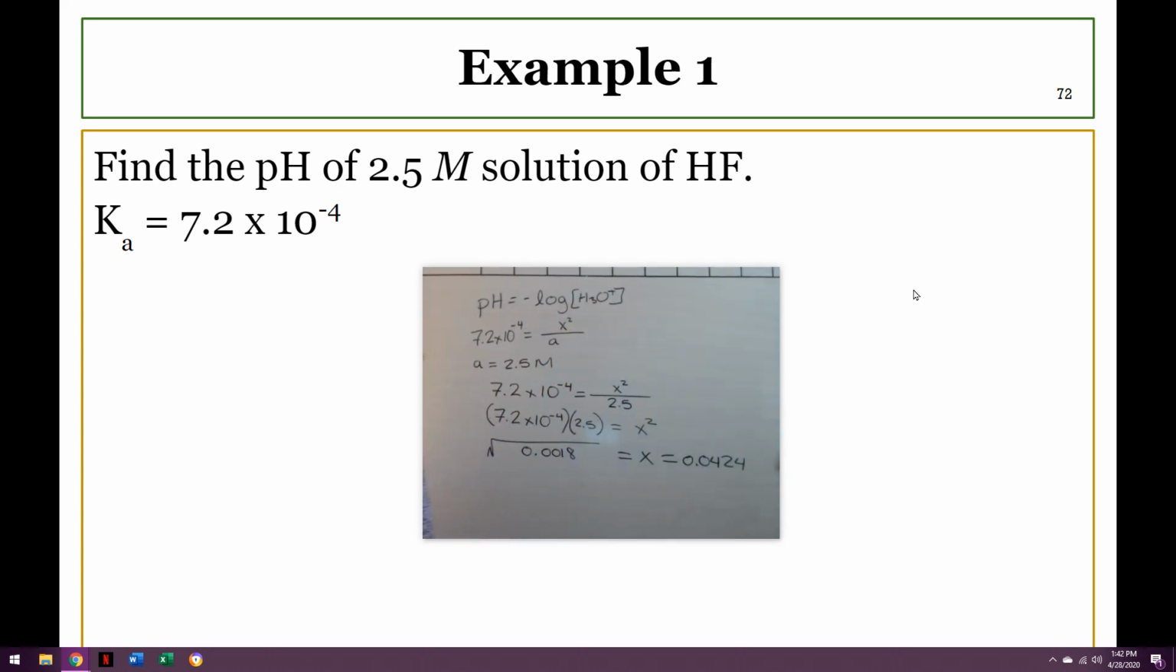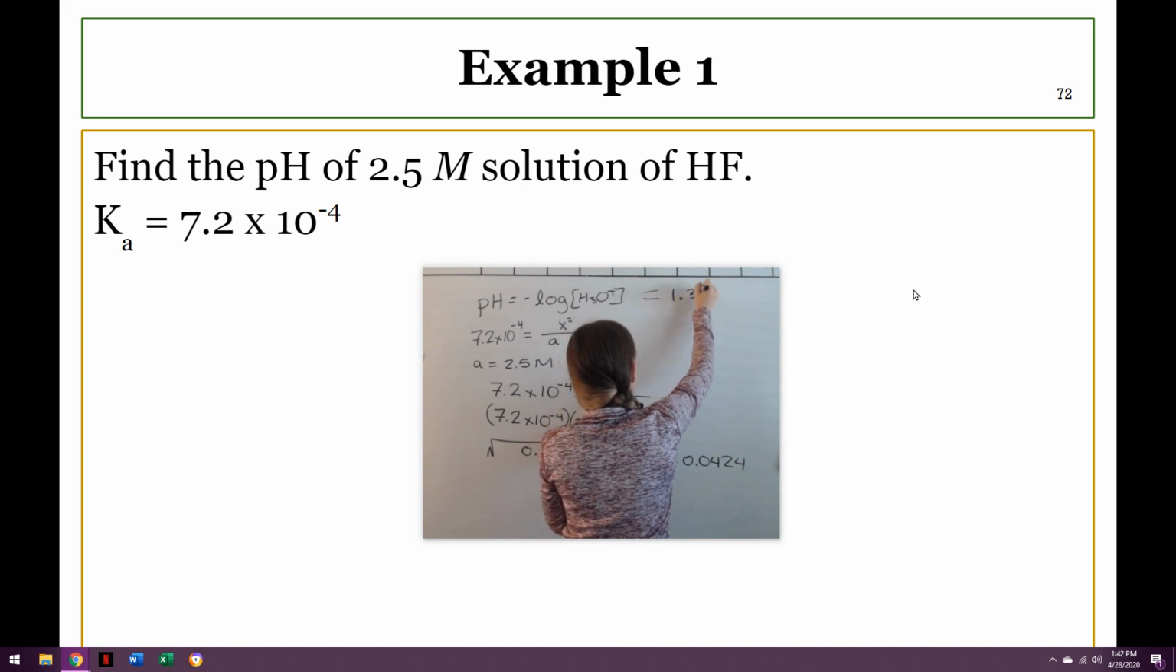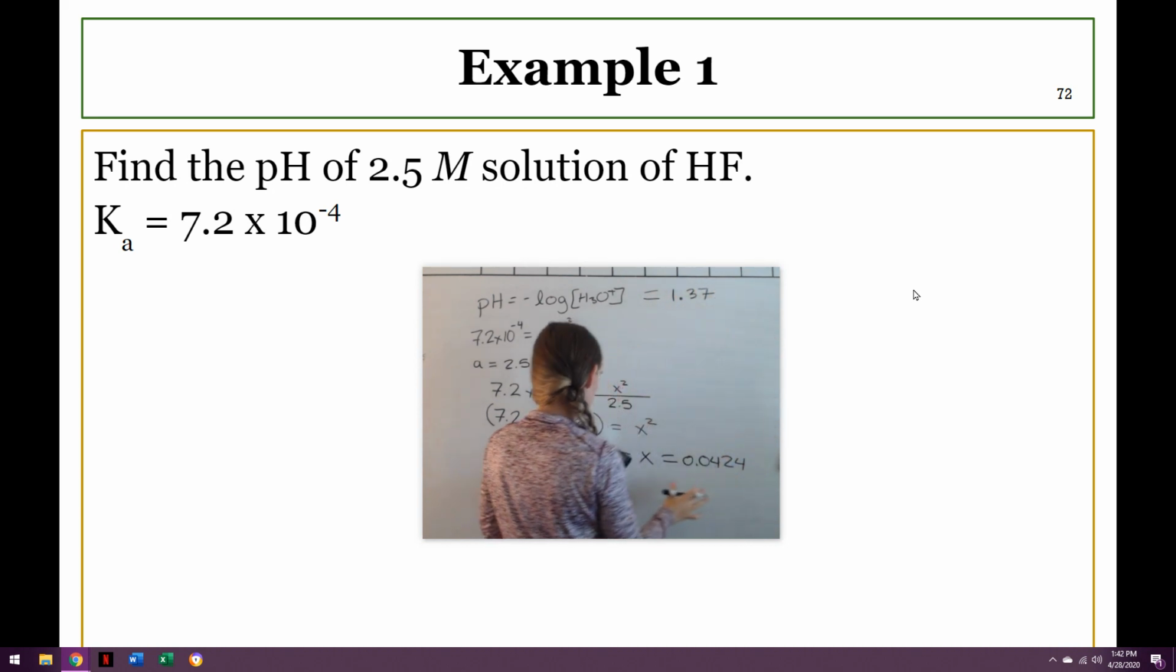All right, well, is that the end of the problem? No, it's not, because it's asking us to find the pH. And this was H3O because X is equal to H3O. So let's go take the negative log of 0.0424. That is equal to 1.37. Let's look at significant figures.